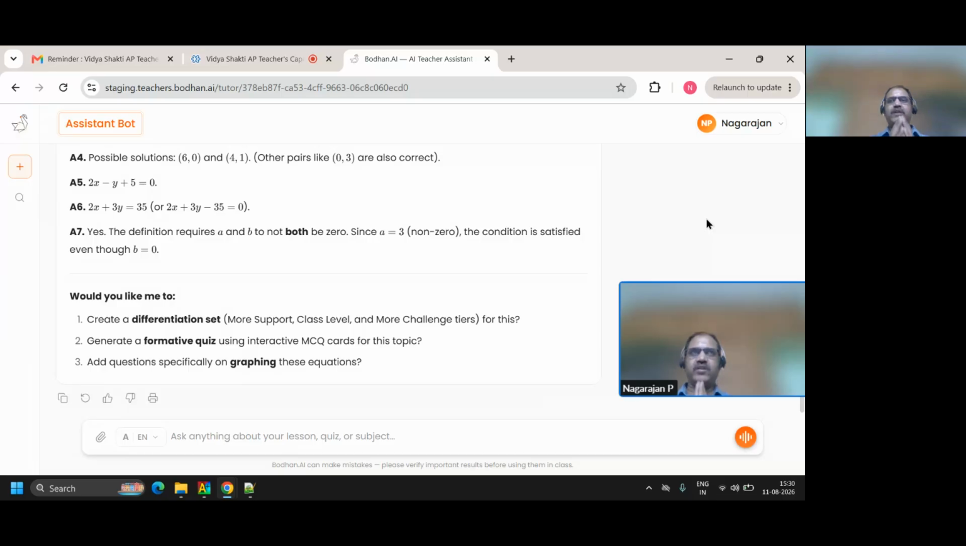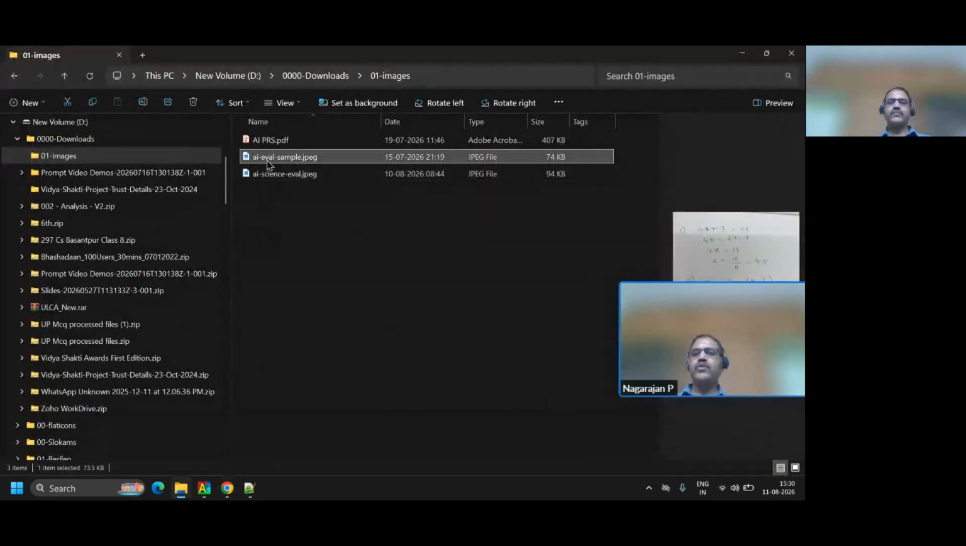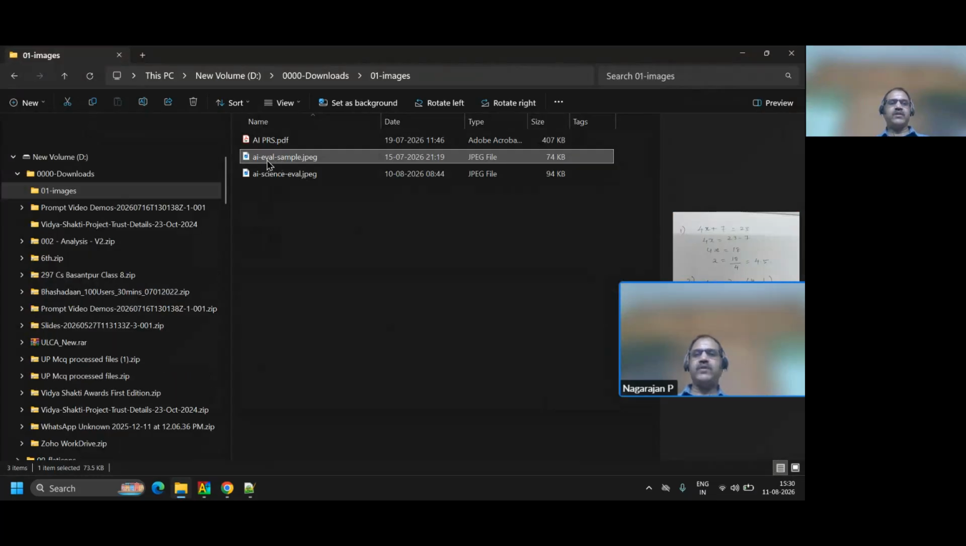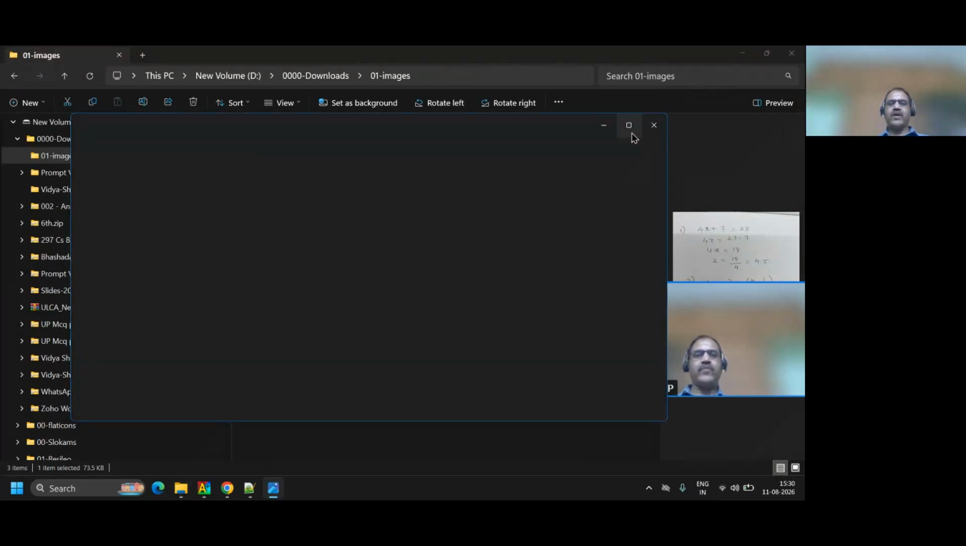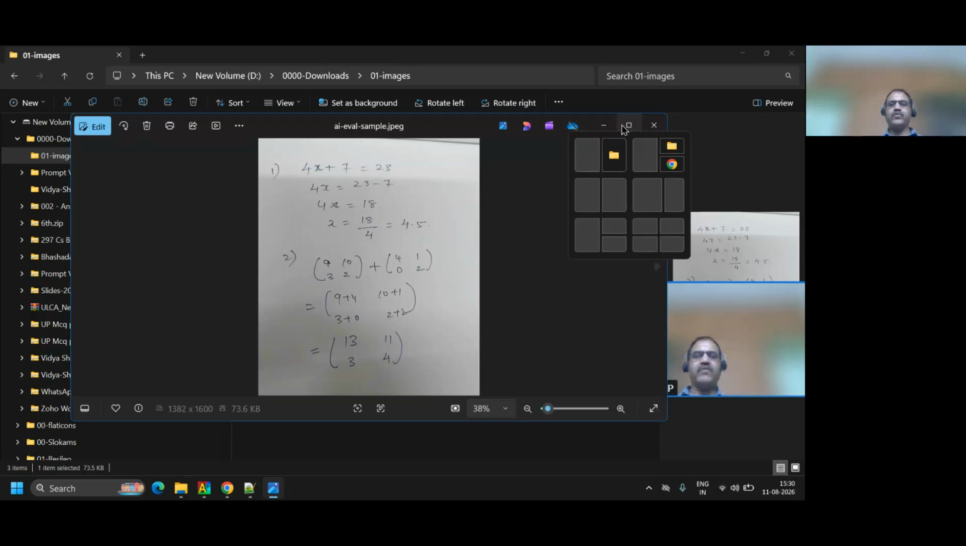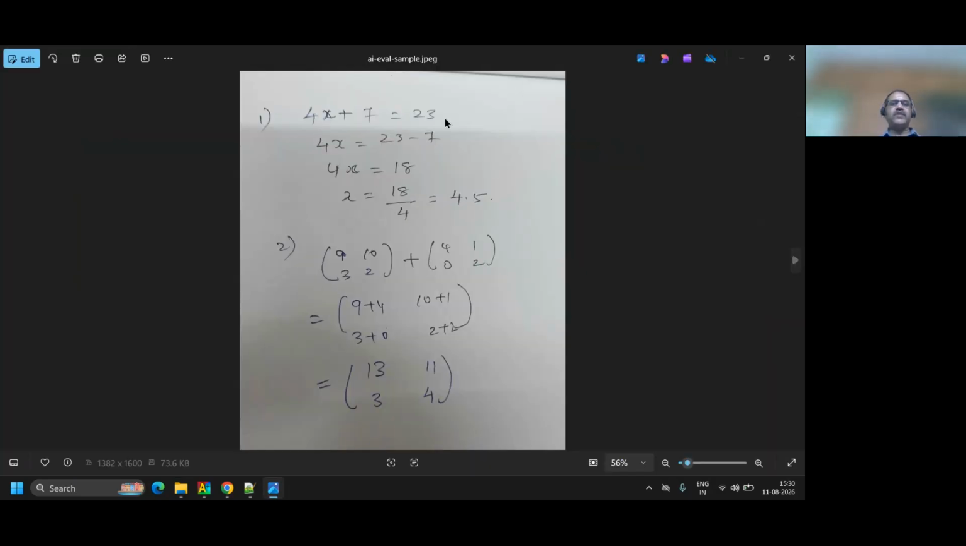It's a micro test. Imagine every week as a teacher, I need to conduct a micro test and I need to evaluate. Let me show you a simple sheet. Okay, I have given a student some equations to solve. One is a linear equation. The second question is a matrix addition. Just 2 questions.